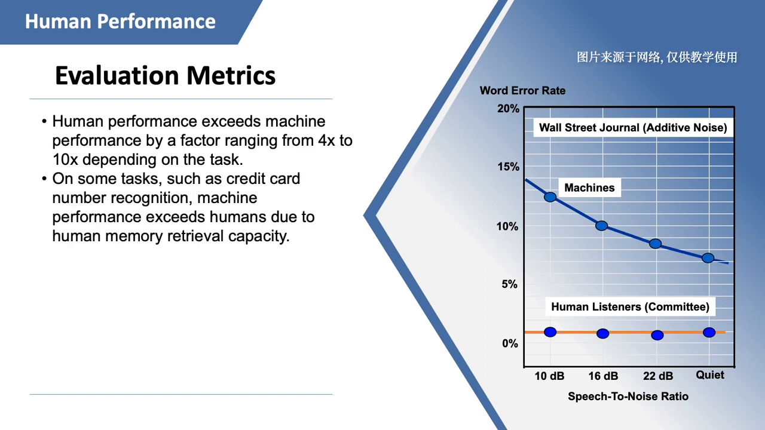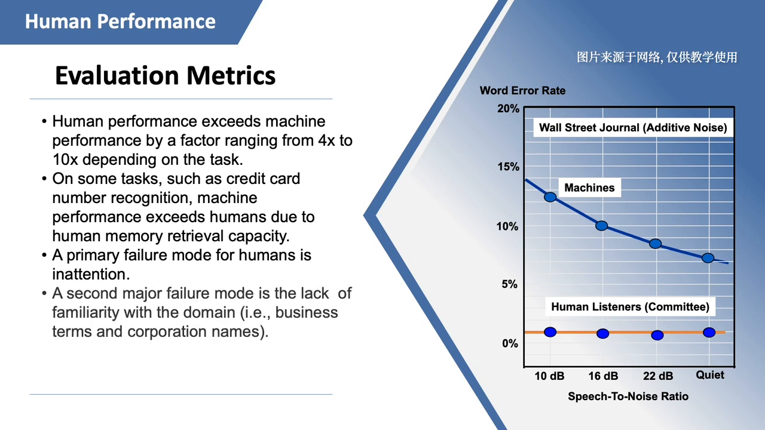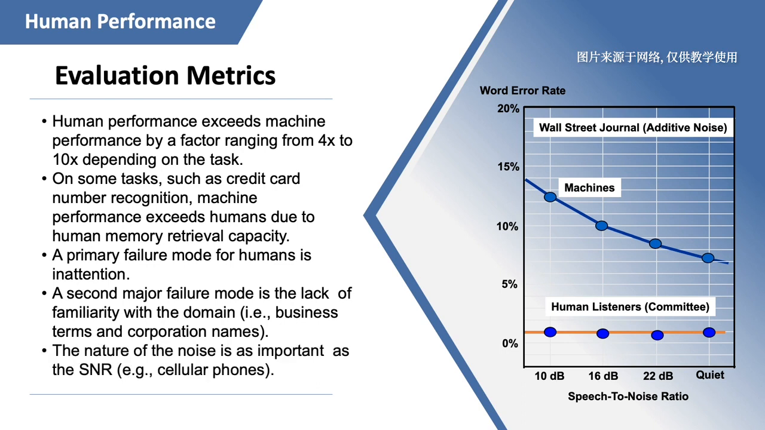On some tasks, such as credit card number recognition, machine performance exceeds human performance due to human memory retrieval capacity. A primary failure mode for humans is inattention. A second major failure mode is the lack of familiarity with the domain, that is to say, business terms and corporation names. The nature of the noise is as important as SNR, for example, cellular phones.